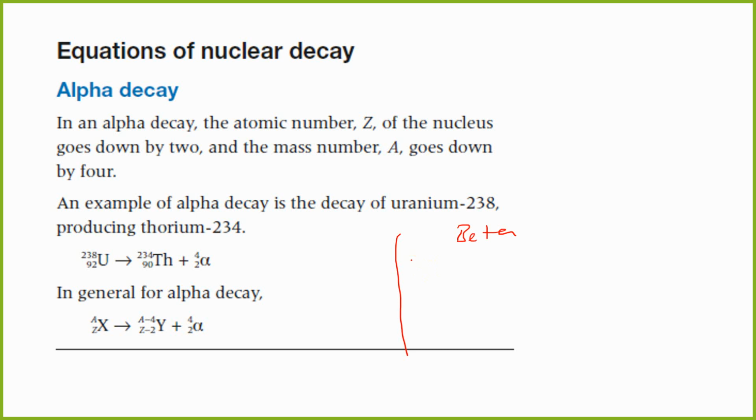Whenever you have a beta decay, we said that is when you're giving off an electron, right? So you have to now factor that in. Your mass number is not going to change. The only thing that's going to change is the atomic number.